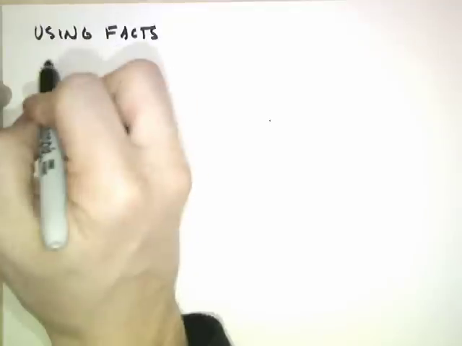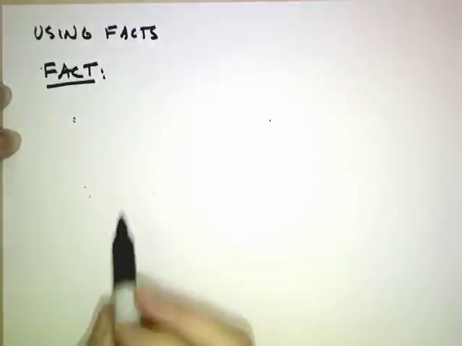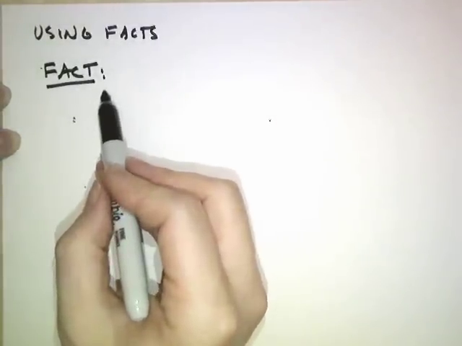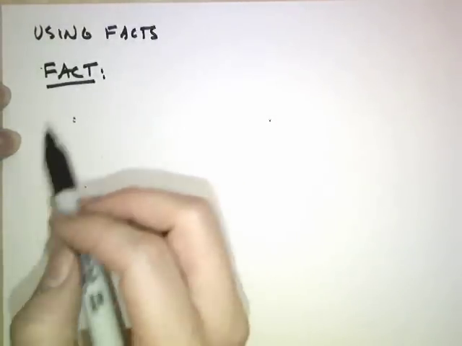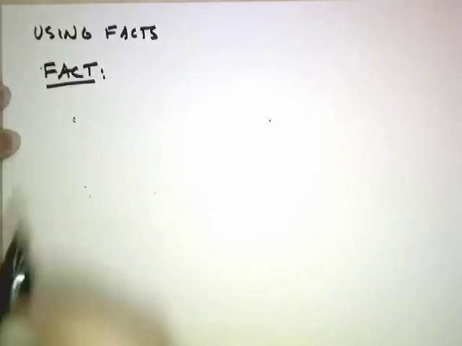Sometimes in class, I'll write that something is a fact. This is usually a statement that I'm not going to prove, but it is true, and I'll often want you to use it to prove something else. So for example, here's a fact.